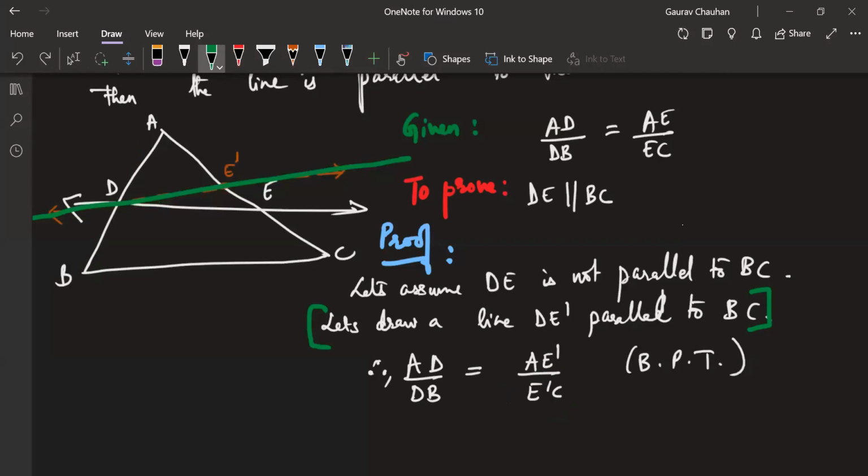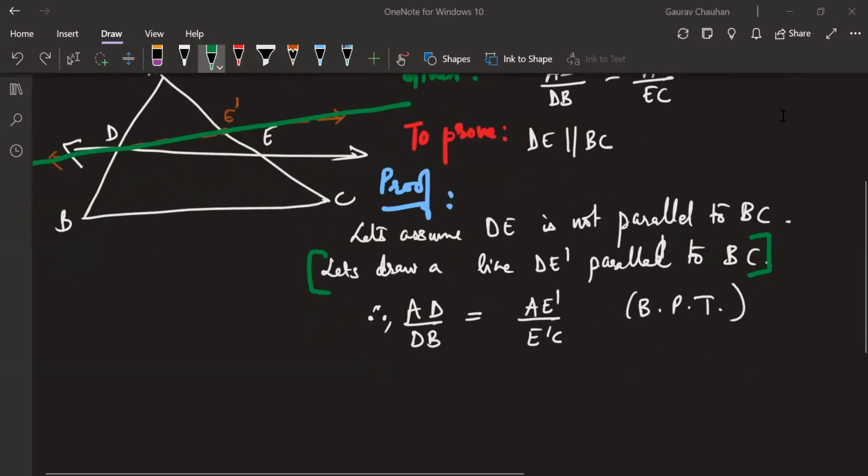Everyone following this so far? Give me a thumbs up on screen if you're getting this. Anyone wants any kind of explanation here? Basic proportionality theorem, what we learned yesterday. If the line is parallel, we assume DE dash is parallel, we should get this, right?